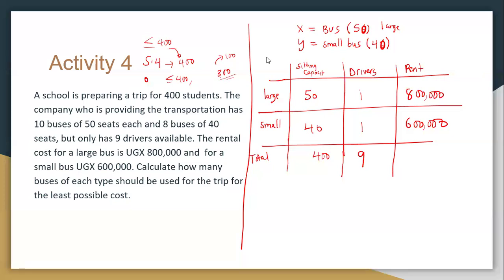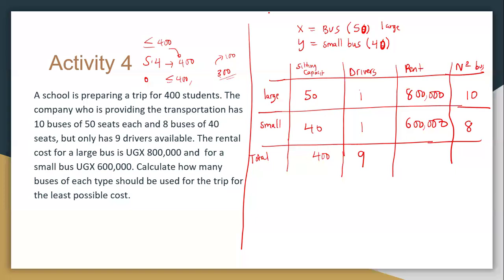Yes, Joan. Sir, I was wondering why you've not indicated the number of buses, because you've only indicated the seating capacity. Oh, the seating capacity. I can include it. There's no number of buses available. Now, number of buses, here we have 10 large buses, and 8. It is very okay, don't worry.